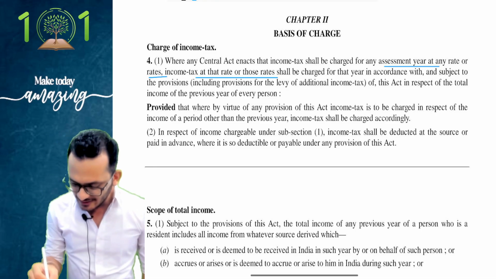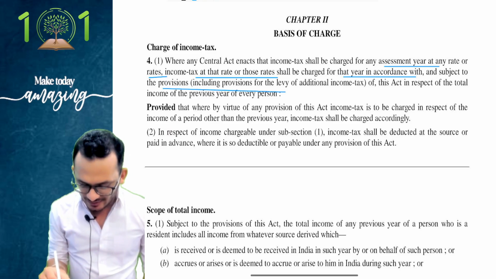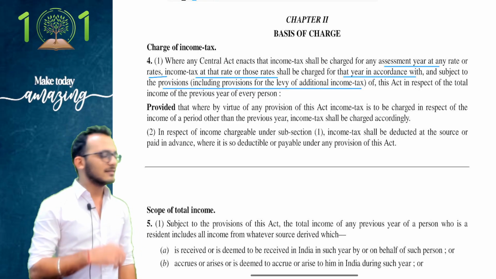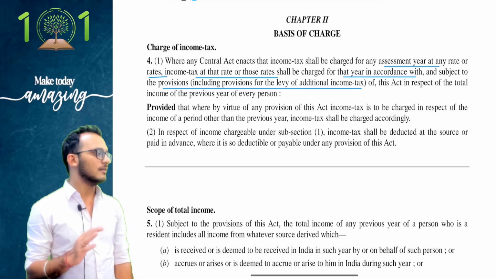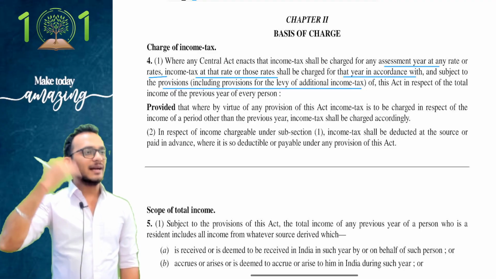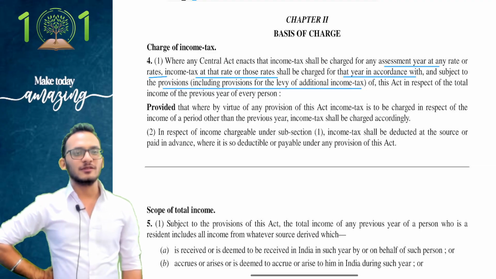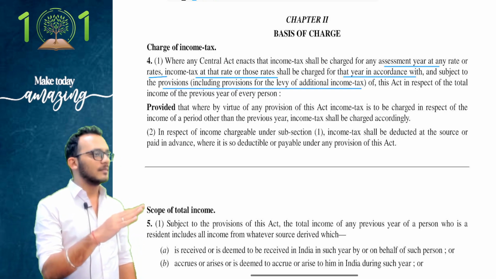Shall be charged for that year in accordance with and subject to the provisions, including the provisions for levy of additional income tax. Now, what is additional income tax? Not part of the syllabus. It has been scrapped. There is no more additional income tax in the whole law itself. It has all been scrapped. Back in those days, we had something called buyback tax, dividend distribution tax. All those have been scrapped. Nothing is relevant right now, which means the box is not important.